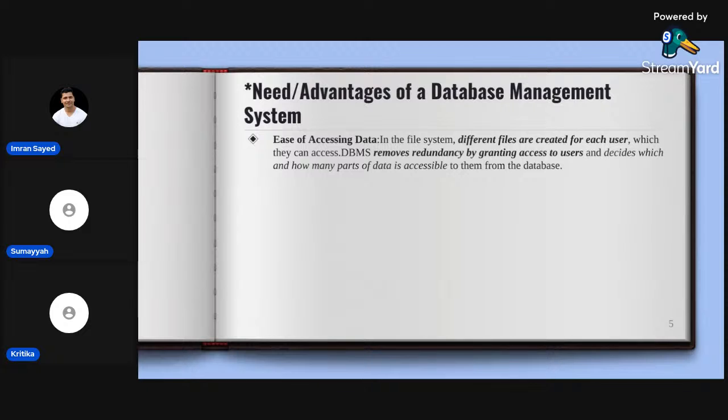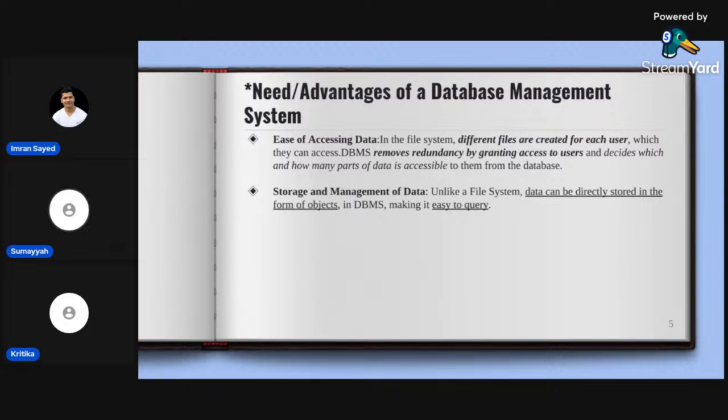Ease of accessing data. In the file system, different files are created for each user. DBMS removes the redundancy by granting access to users and decides which and how many parts of data is accessible to them from the database.